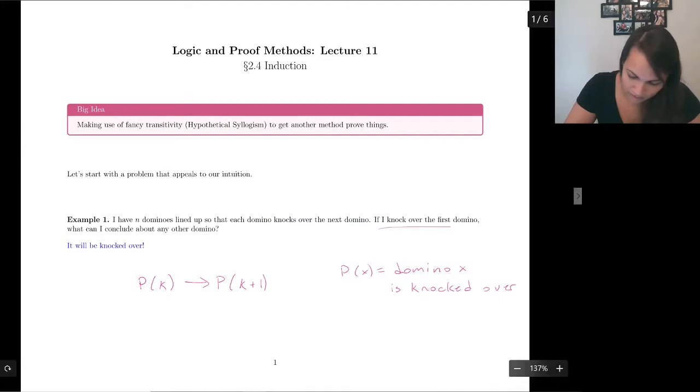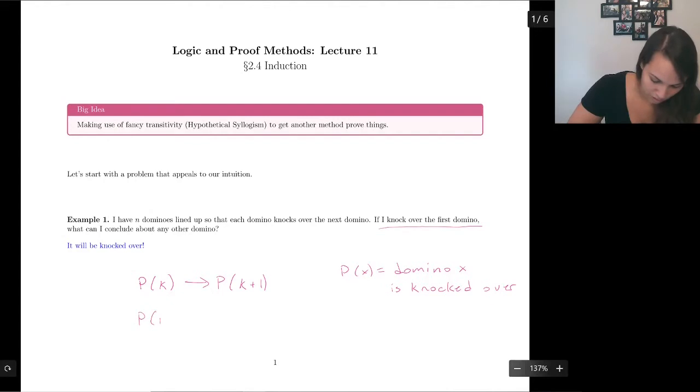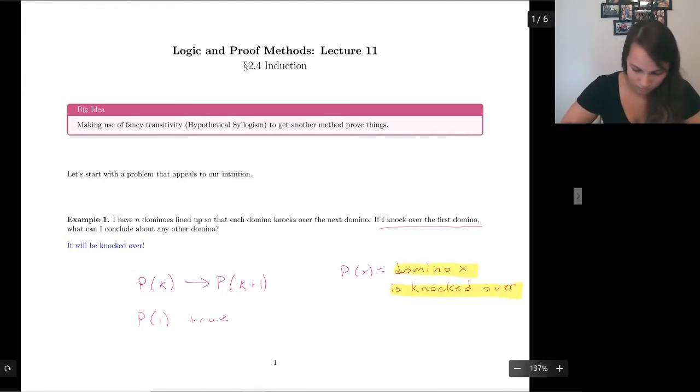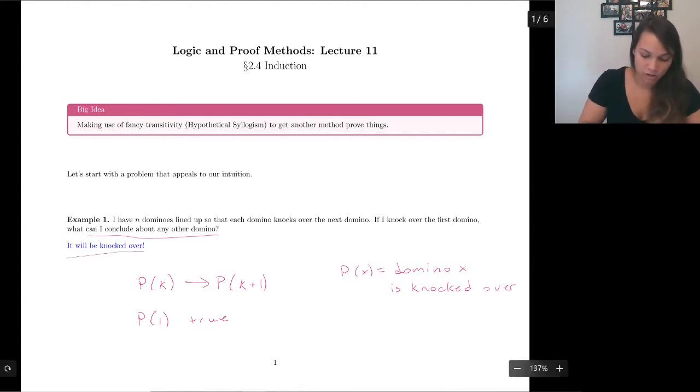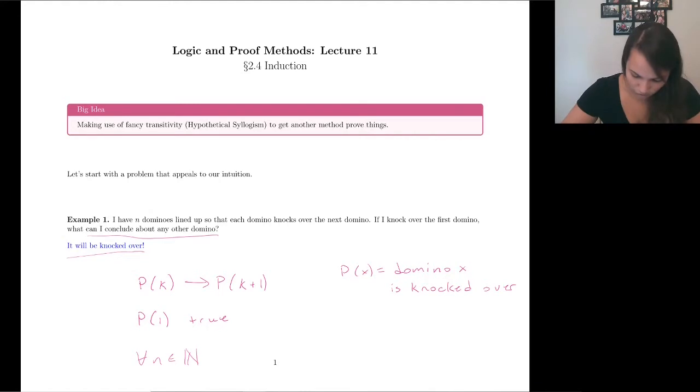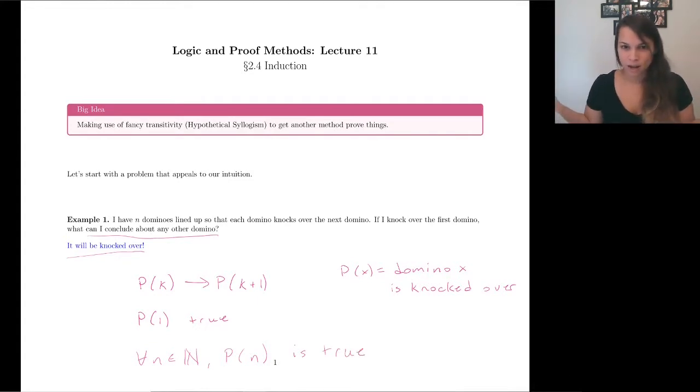Then what else did I say? I said if I knock over the first domino, so I said that P of 1 was true. So domino 1 is knocked over. Then I asked, what can I conclude about any other domino? I said it will be knocked over. Basically what I'm trying to prove is for any number n, of course we're dealing with natural numbers because there's no such thing as -1 dominoes. So for all natural numbers, I want to be able to assume that P of n is true. No matter how many dominoes I get lined up, if I knock over the first one, I get to assume that any other domino gets knocked over.